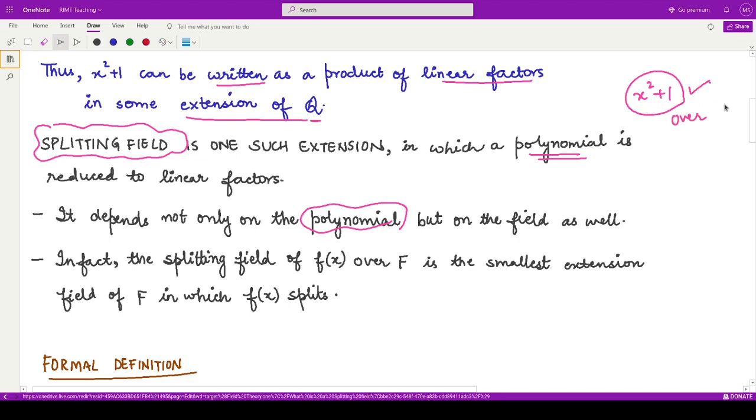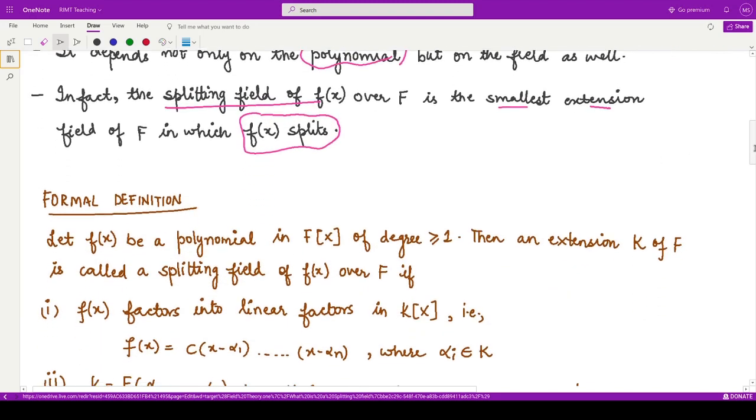For example, this polynomial was defined on the field of rational numbers, so all the coefficients, 1 and 1, were taken from this field of rationals. In fact, the splitting field is the smallest extension field of F in which the given polynomial splits. This is the definition of the splitting field.